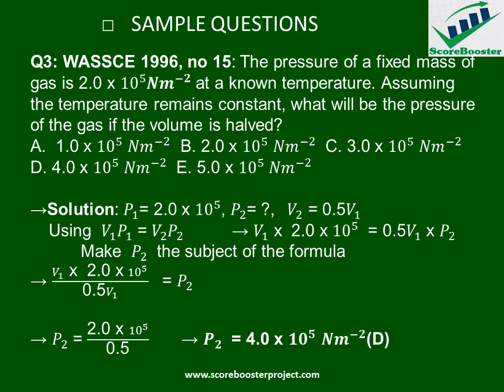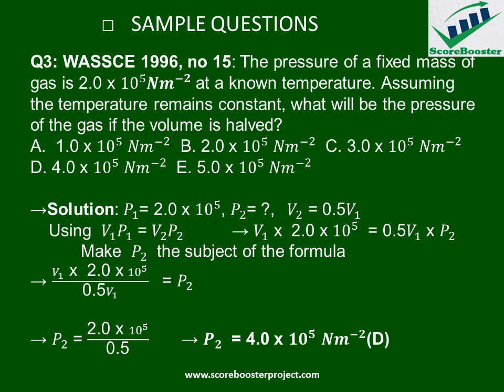Option A is 1.0 times 10 raised to the power 5 Newton per meter square. Option B is 2.0 times 10 raised to the power 5 Newton per meter square. Option C is 3.0 times 10 raised to the power 5 Newton per meter square. Option D is 4.0 times 10 raised to the power 5 Newton per meter square, while option E is 5.0 times 10 raised to the power 5 Newton per meter square.